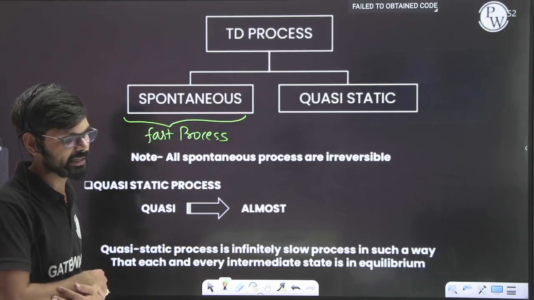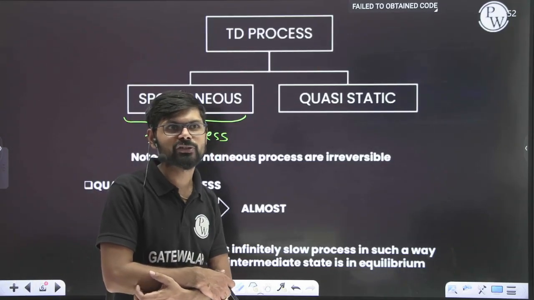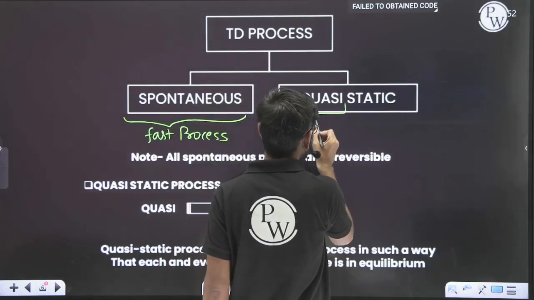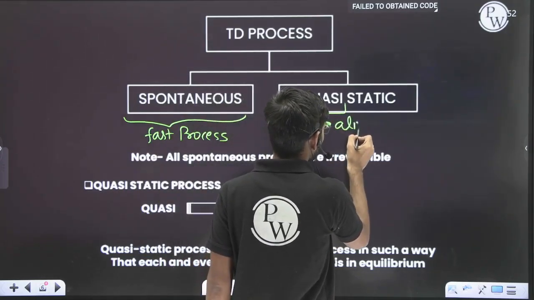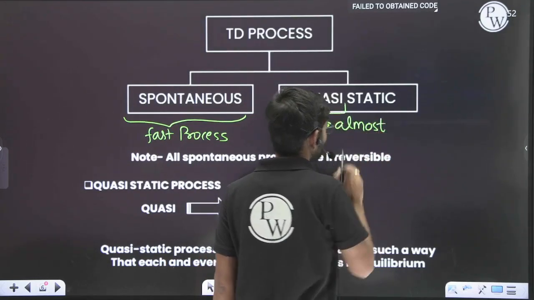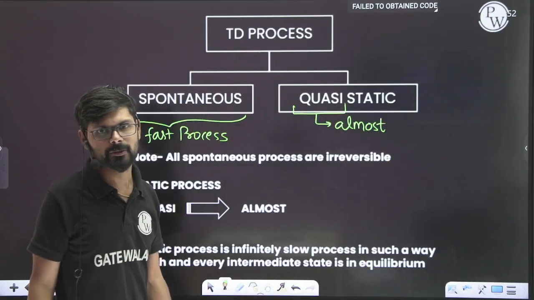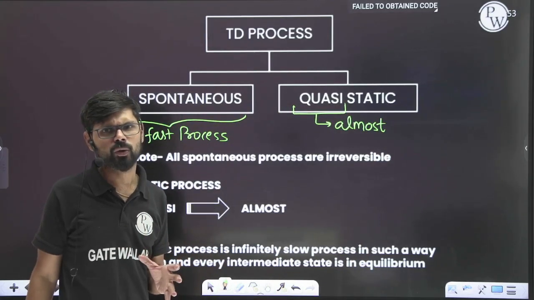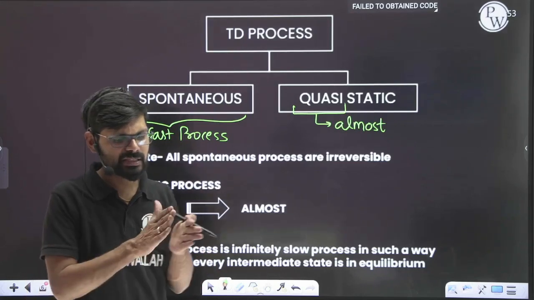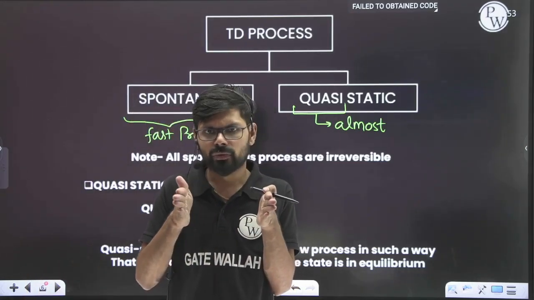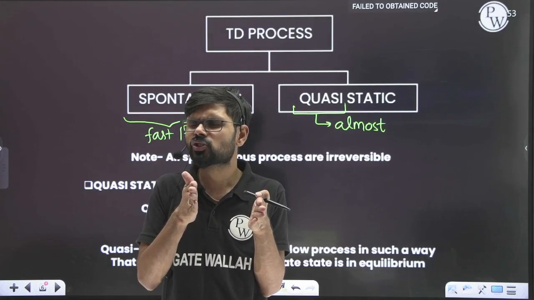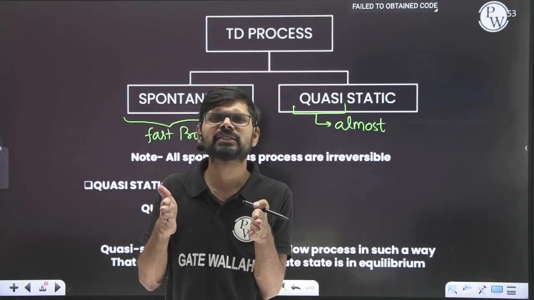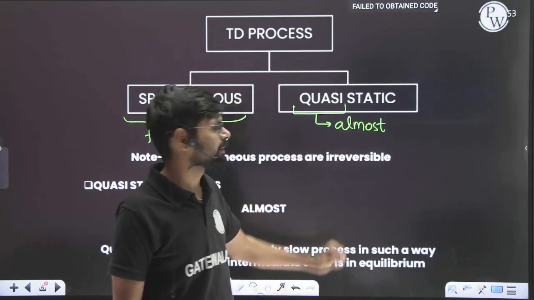What is quasi-static? See, the word quasi means almost. It means an almost static process. Almost static process means the process is very, very slow. Let's say some piston cylinder arrangement is there and the piston is moving, but the piston is moving very, very slowly. It seems like it is static, almost static. Clear?